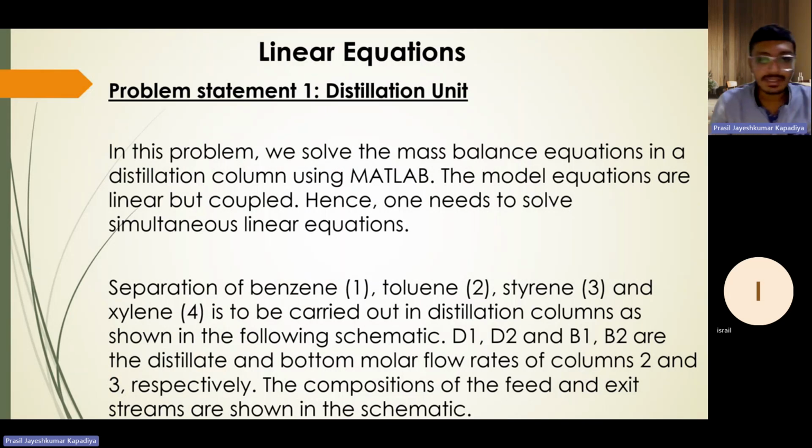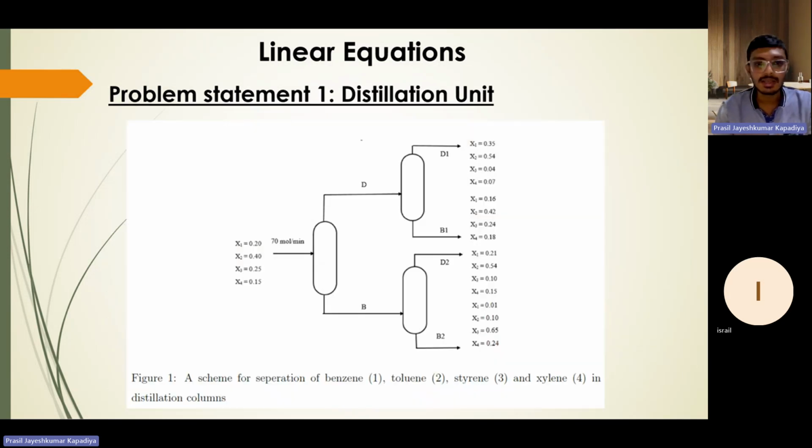Separation of benzene, toluene, styrene, and xylene is to be carried out in a distillation column as shown in the following schematic. So this is the schematic for the distillation of benzene, toluene, styrene, and xylene. Benzene is 1, toluene is 2, styrene is 3, and xylene is 4. From the thumb rule, if we have n components, we need n minus 1 distillation columns. So here there are 4 components, so we need 4 minus 1, total 3 distillation columns.